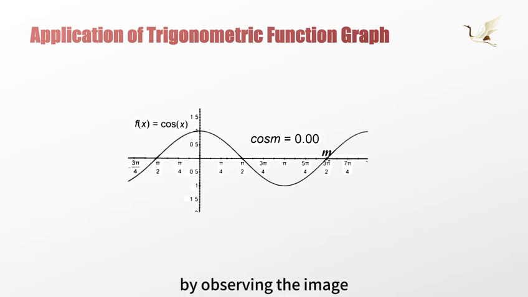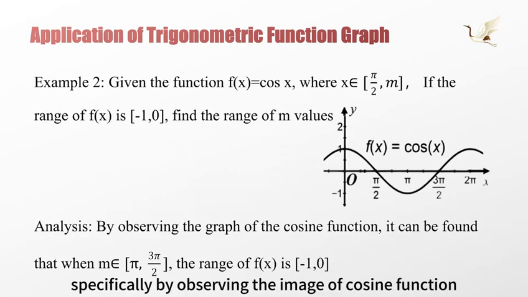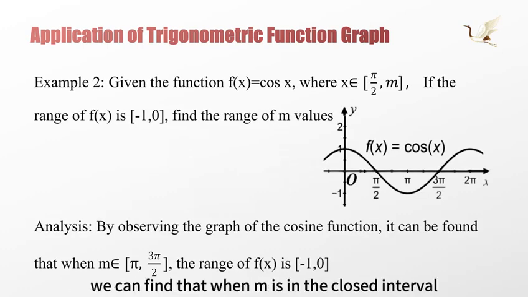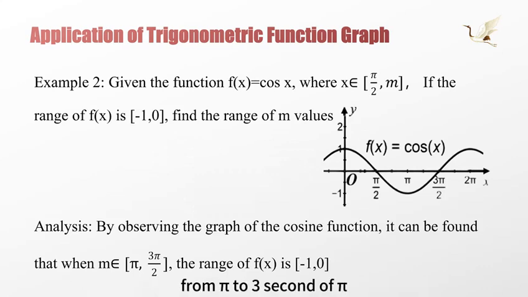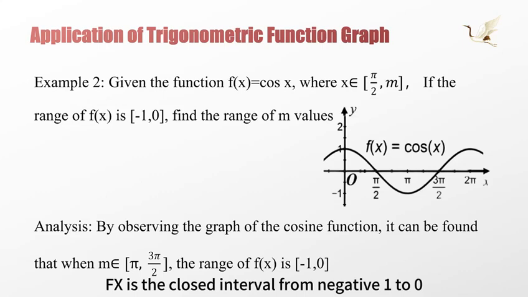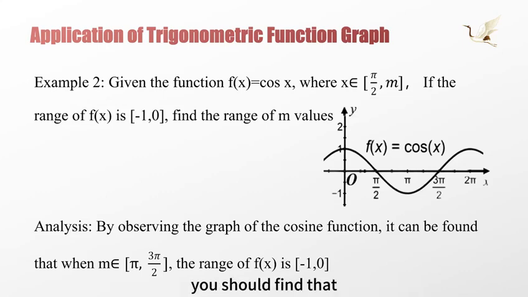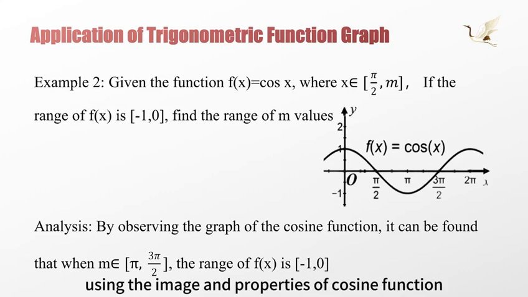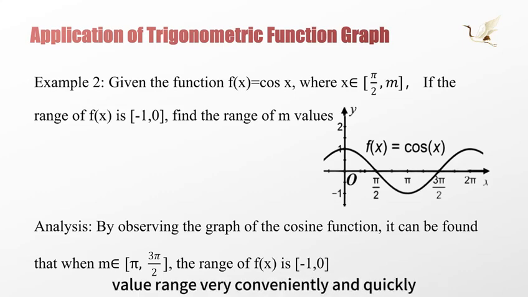So by observing the image, we can conclude that the range of m should be in the range of pi to 3/2 of pi. Specifically, by observing the image of the cosine function, we can find that when m is in the closed interval from pi to 3/2 of pi, the value range of the function f(x) is the closed interval from -1 to 0. You should find that using the image and properties of the cosine function can solve the problem of the m value range very conveniently and quickly.